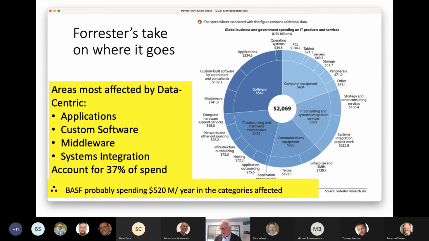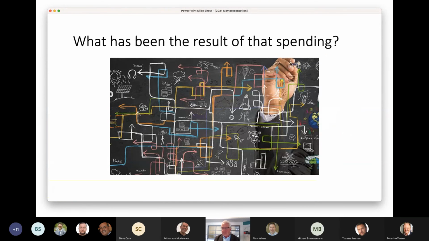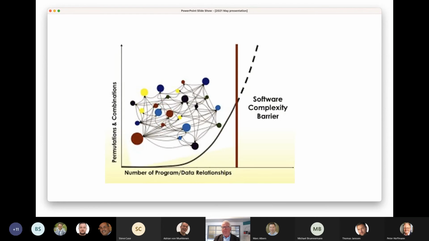If I was right on the previous slide, and if Forrester's right here, you're spending somewhere in the neighborhood of $500 million a year, just in those couple of categories. And those happen to be the categories most affected by reducing complexity, software, data-centric, all that kind of stuff. So what do you get for $500 million a year in applications and integration and all that kind of stuff?